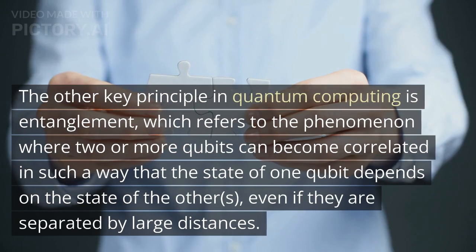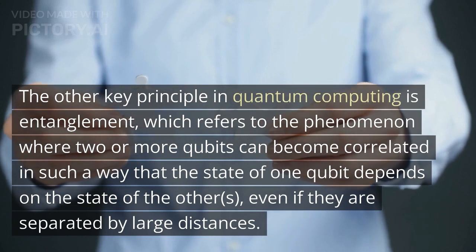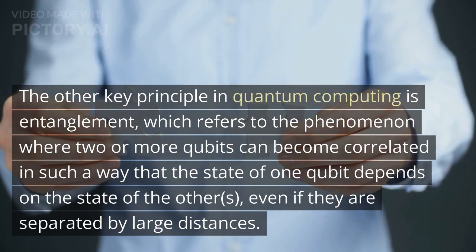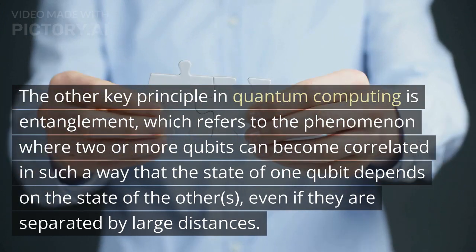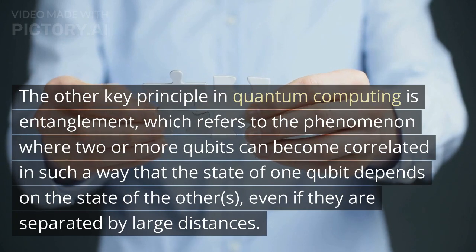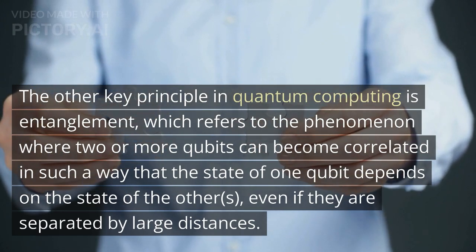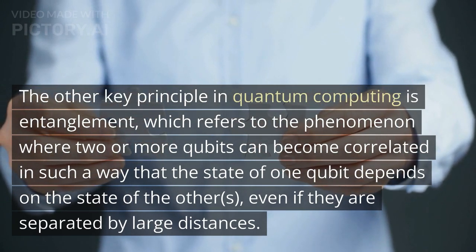The other key principle in quantum computing is entanglement, which refers to the phenomenon where two or more qubits can become correlated in such a way that the state of one qubit depends on the state of the others, even if they are separated by large distances.